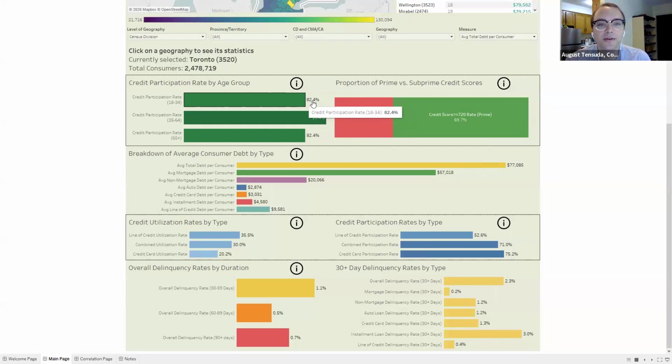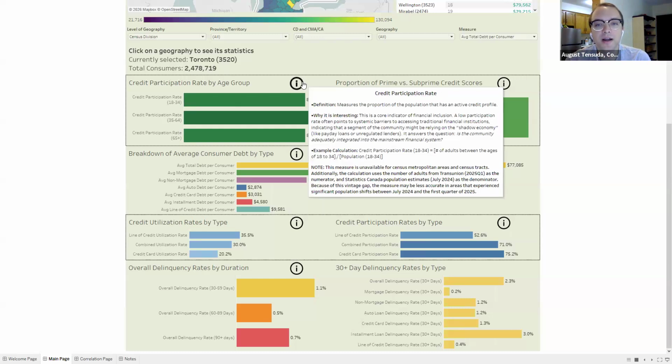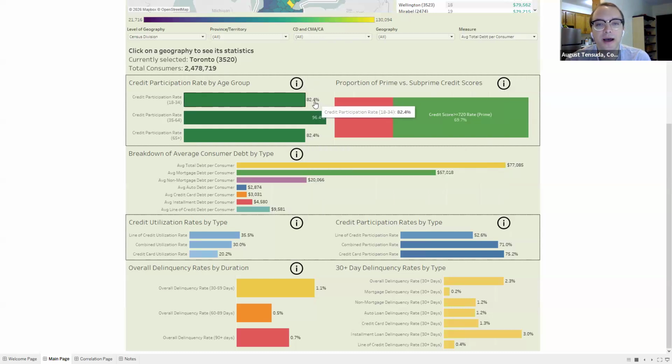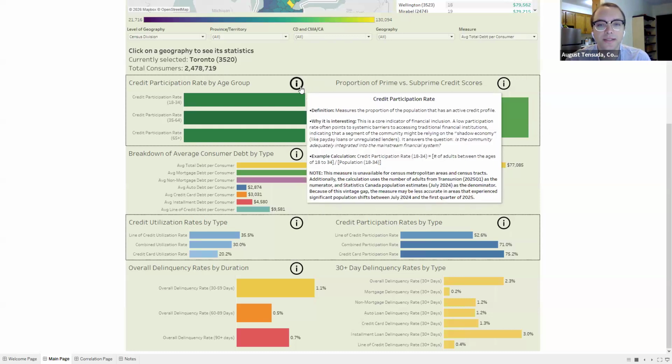And typically you want to see credit participation rate higher because a higher participation rate just means that you have sort of a healthier economy because people are taking on a little bit of debt, which is good, but then you want to check to make sure that credit scores are still good and that the average total debt isn't too high per consumer. But participation in general is good.